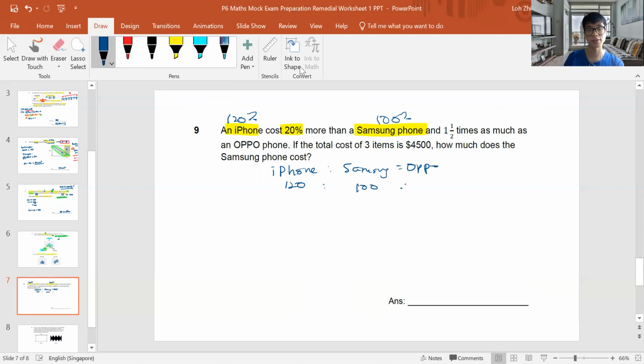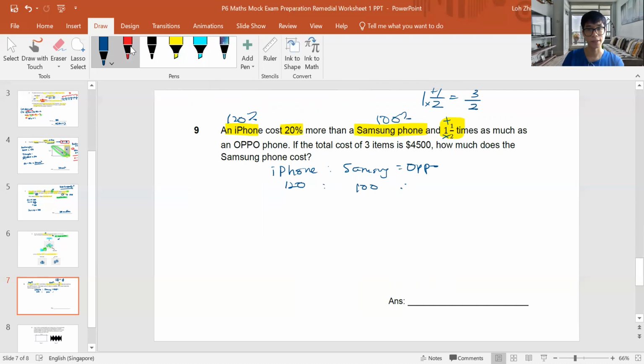Okay. And now the next thing, an iPhone is also 1 1/2 times as much as an Oppo phone. Which is that this one, I need to convert it to an improper fraction. Okay. So I times here, I plus here. Again, if you don't know how to convert, let me just teach you. 2 times 1 plus 1. So 2 times 1 is 2. 2 plus 1 is 3. So this is the improper fraction, 3/2.